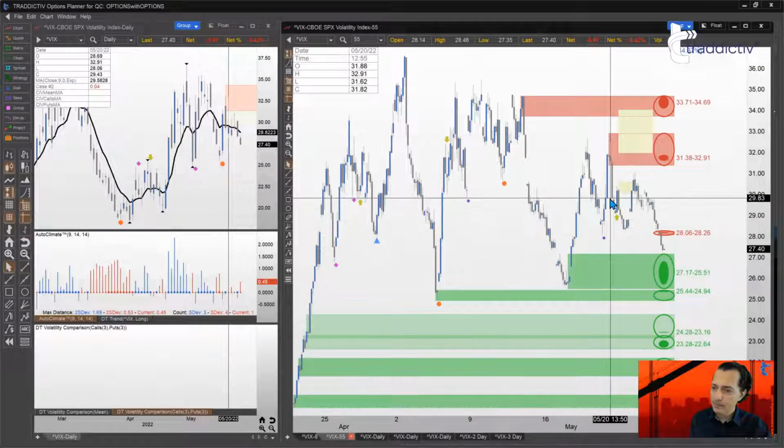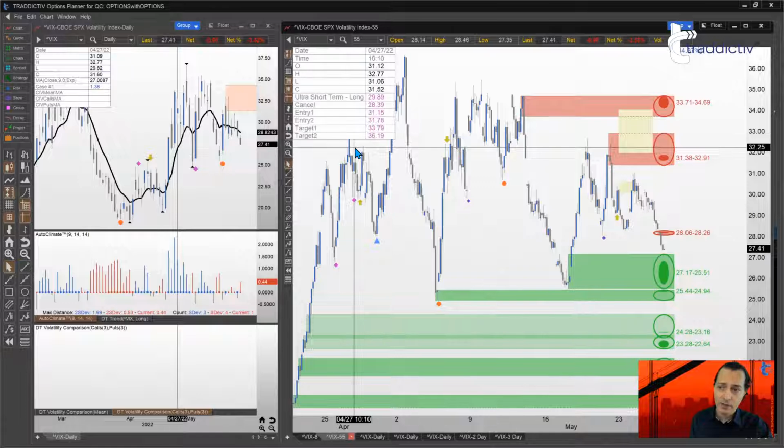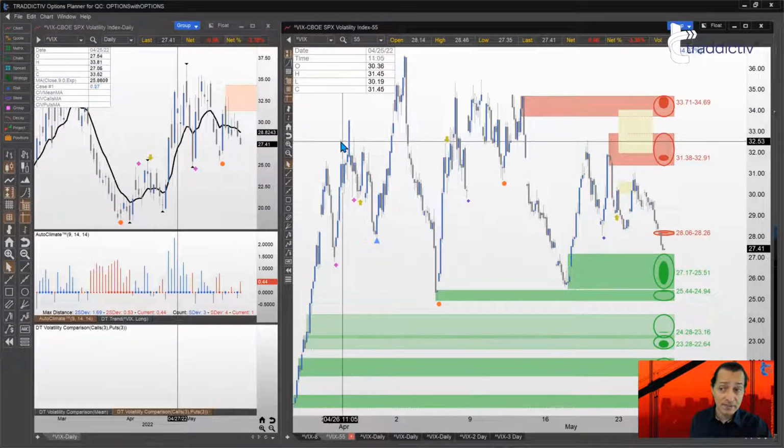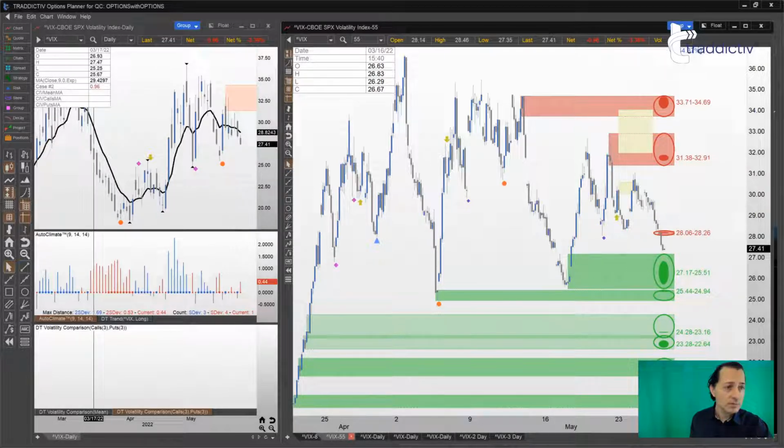Also, by the way, notice how the S&P is going up by 1.77%, and the VIX is going down by 3% only.